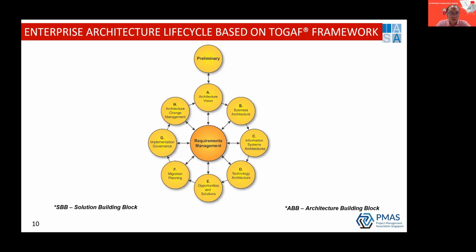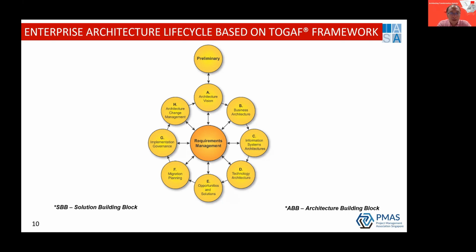First things first, when you see this type of framework, it's quite interesting. They put everything in a circle, and they have the arrow. The arrow is clockwise, right? So you start from preliminary, go into A, B, C, D, E, F, G, H, back to A, and then it will continue to roll.